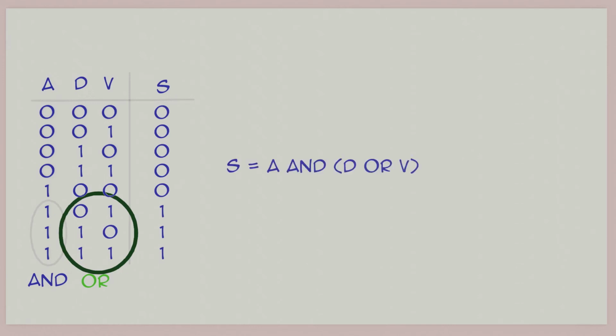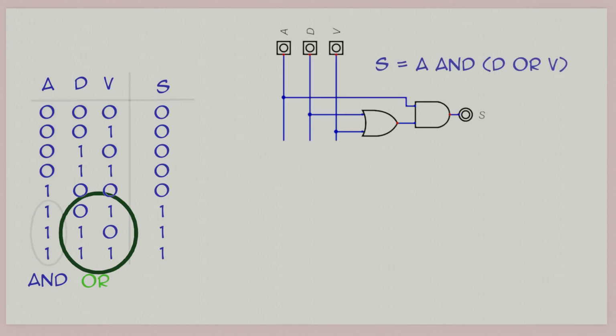In the case of the car alarm table, we can see that if we just think about the D and V inputs when the output is 1, that they look like an OR gate. Indeed, when we framed the problem in words, we said that we want the siren to sound if the door's OR vibration sensors were triggered and the alarm was armed. So a much simpler expression seems to be S equals A and D or V, which gives this circuit.